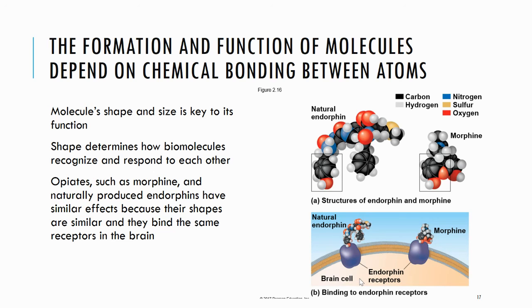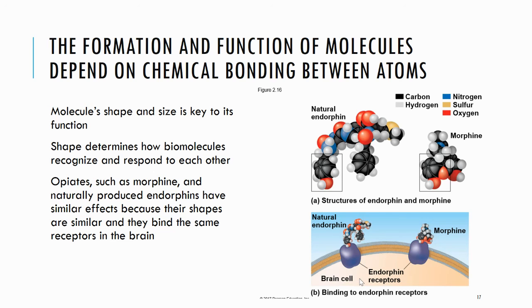A molecule's shape and size is key to its function, and we will see that more next week when we talk about our organic molecules. The shape determines how biomolecules will recognize and respond to each other. As an example here, opiates like morphine and naturally produced endorphins have similar effects because their shapes are similar and they bind to the same receptors in the brain.